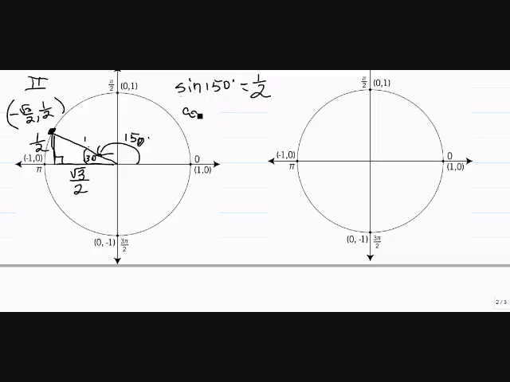And the cosine of 150 degrees is, from the 30 degrees, the adjacent divided by the hypotenuse. It is the x-coordinate. Cosines are going to be x-coordinate. Sines are going to be y-coordinate. And the x part of the xy coordinate is negative square root of 3 over 2. So cosine of 150 degrees is negative square root of 3 over 2.